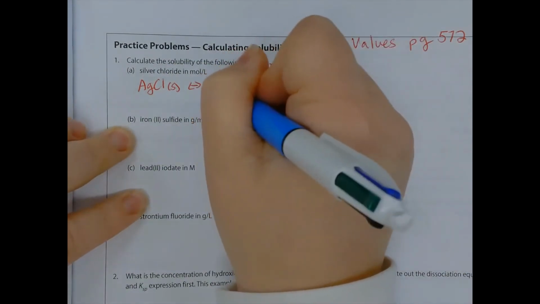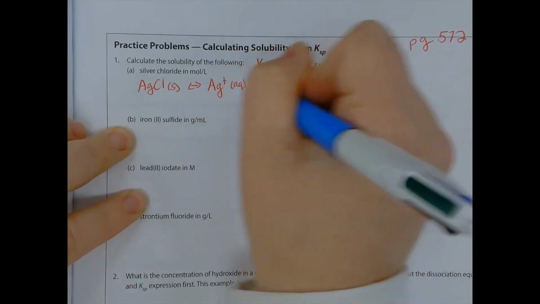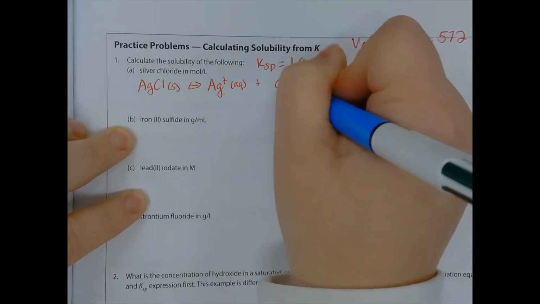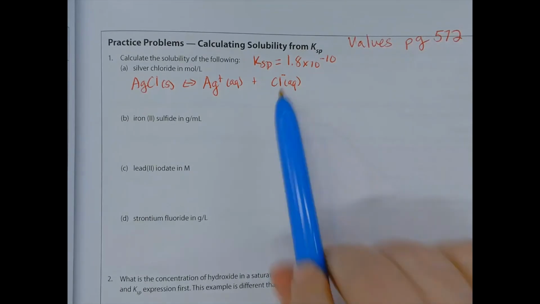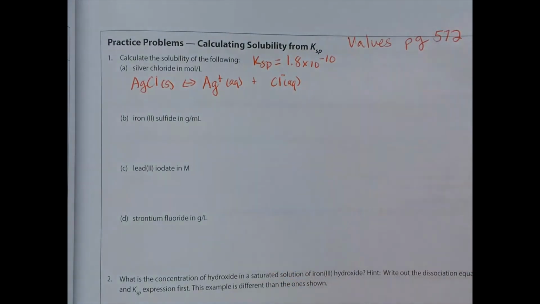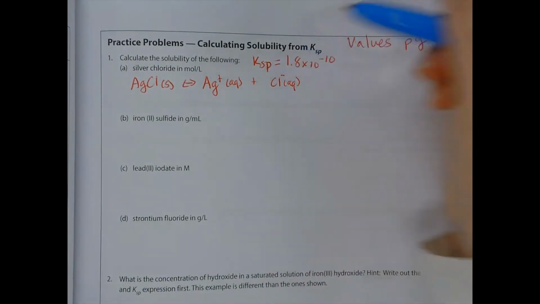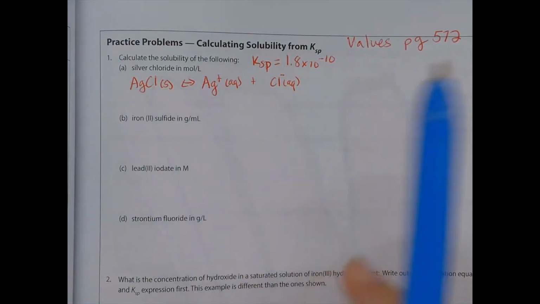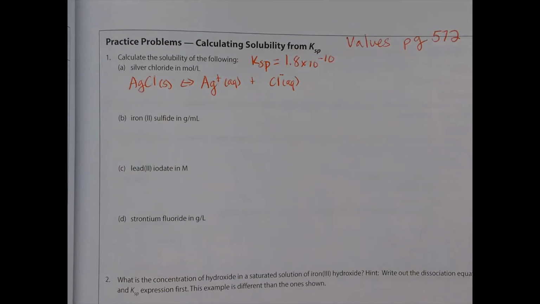So when this breaks apart, we get silver ion and chloride ion if it was to dissolve. Now it's not very soluble, that's why we have such a small Ksp. We get very little actually dissolving. So we want to take this Ksp and figure out what the concentration, the molar solubility, really is.